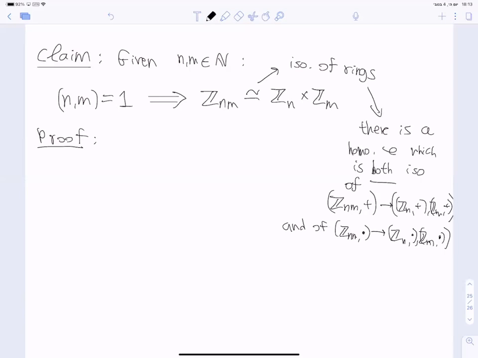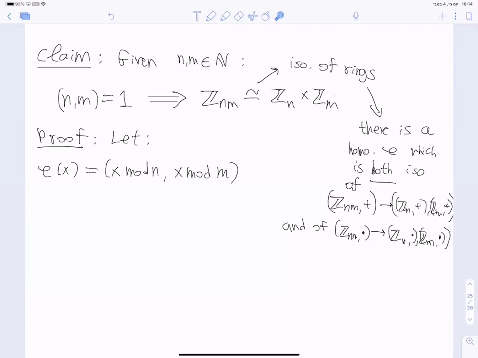Now, sorry, we didn't define any map. So now I'm going to show you the map. Phi of x will be (x modulo n, x modulo m). You take an element here and you find its remainder modulo n and modulo m.